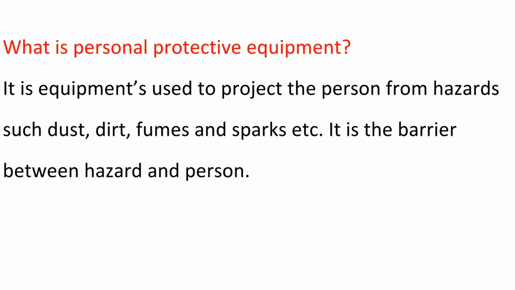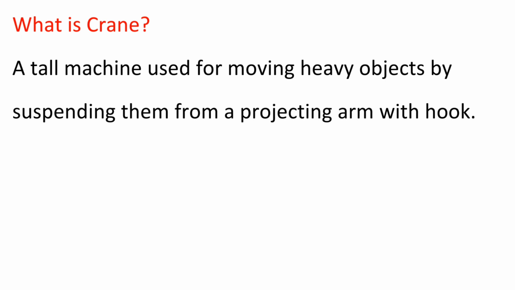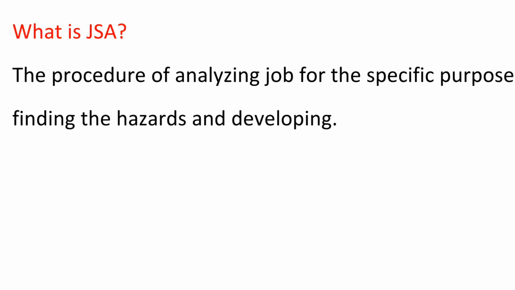Question. What is personal protective equipment? Answers. It is equipment used to protect the person from hazards such as dust, dirt, fumes and sparks etc. It is the barrier between hazard and person. Question. What is crane? Answers. A tall machine used for moving heavy objects by suspending them from a projecting arm with hook. Question. What is JSA? Answers. The procedure of analyzing a job for the specific purpose of finding the hazards and developing controls.